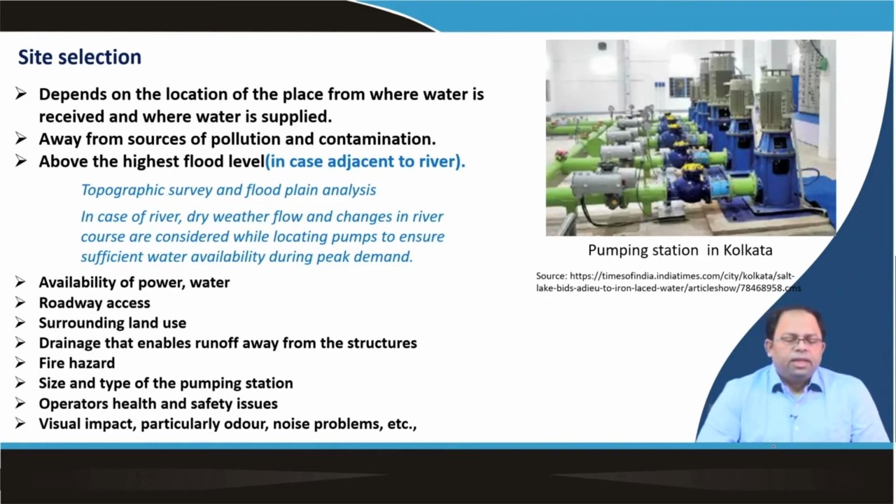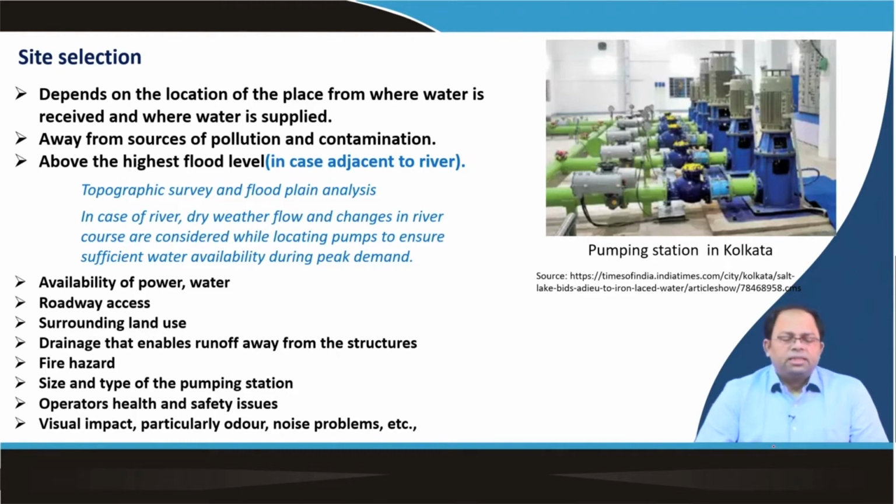You have to be careful that it is away from sources of pollution and contamination. That means, in case of an event like heavy rainfall, where there is flow or runoff from one zone to another, polluted water may get mixed with the treated water. To prevent those kinds of things, it should be away from pollution and contamination. It should also be above the highest flood level. The reason, again, is particularly in case it is adjacent to a river.